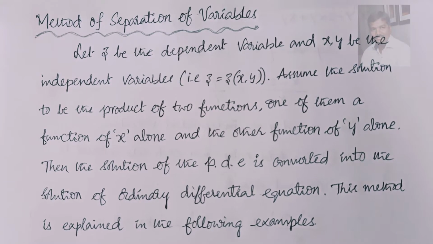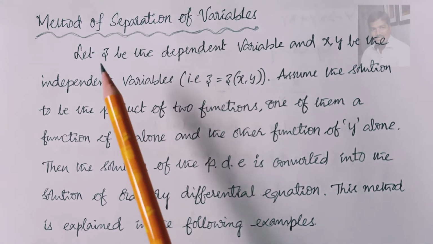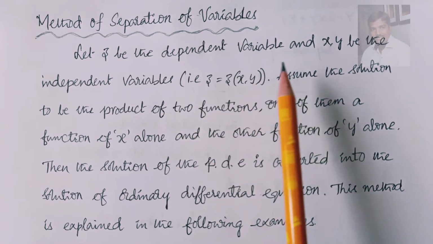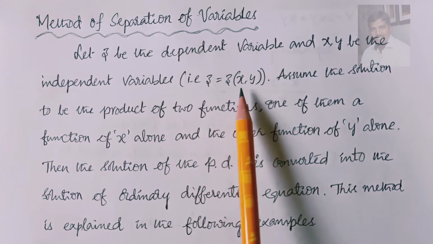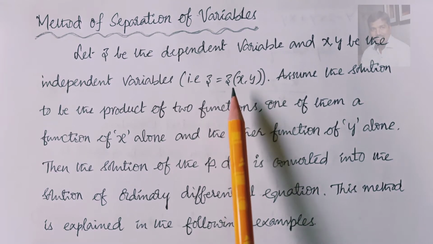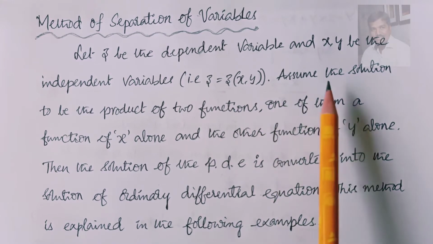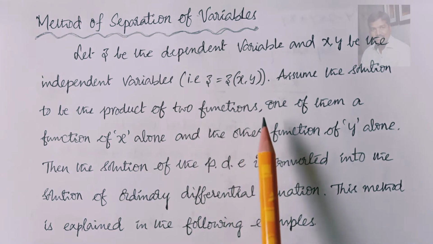Hi students, today we will discuss the method of separation of variables. Here let z be a dependent variable and x, y be the independent variables. That is, z is a function of x, y. This is where we apply the partial derivatives. Assume the solution to be the product of two functions.